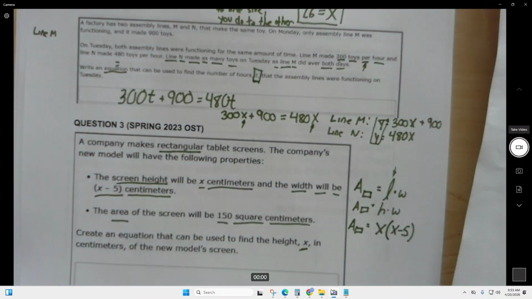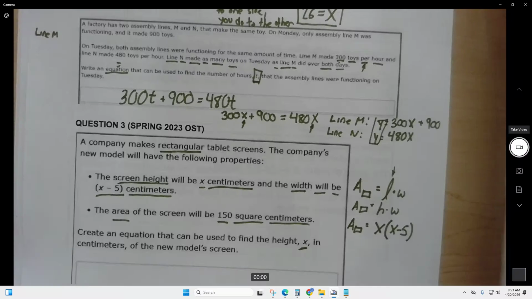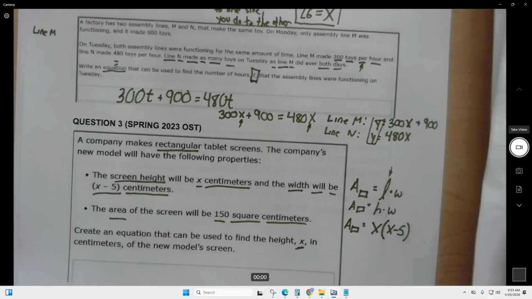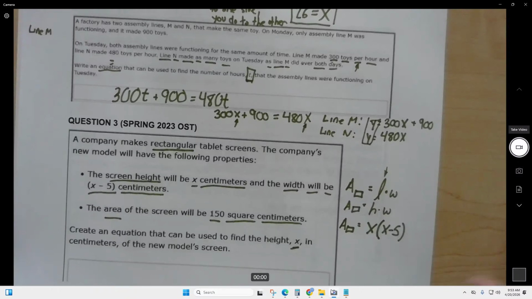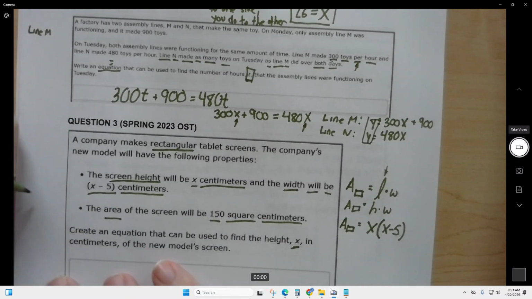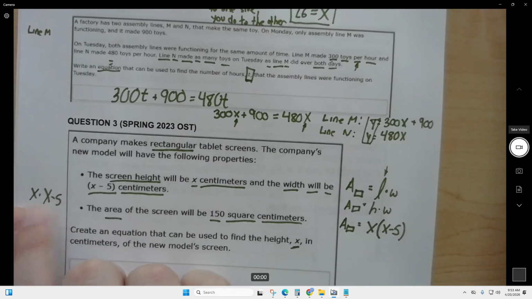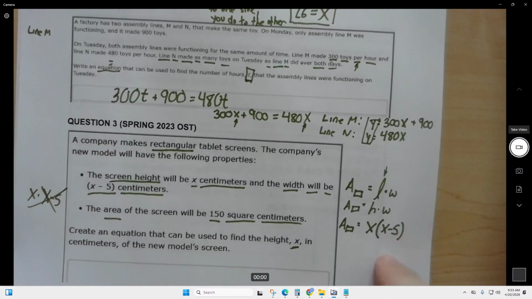We put it in parentheses because that multiplication needs to go to both the x and the negative 5. If you just do x times x minus 5, you get a vastly different answer because this x gets multiplied by the x, but not the 5. So this does not work. Okay, you have to put it in parentheses.